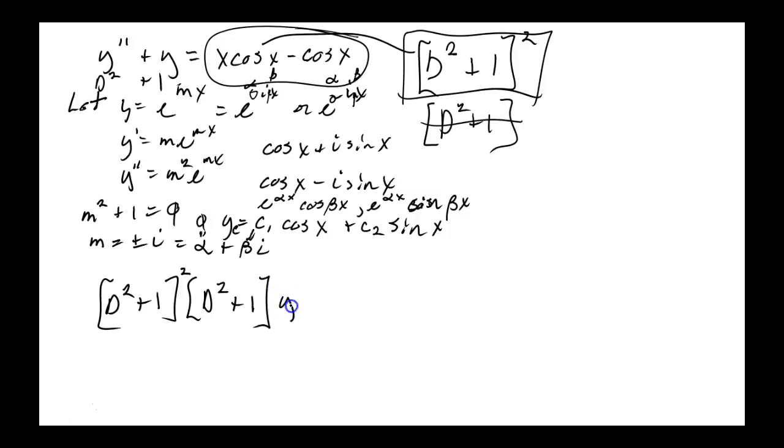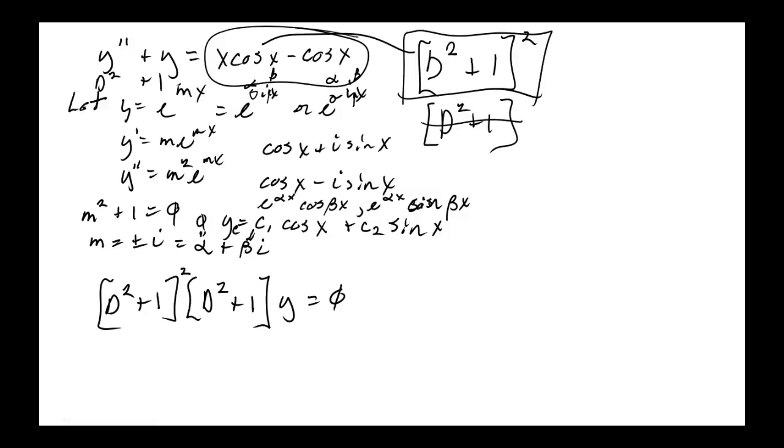And that's all operating on y. They're not multiplied; these are operators on y, and that's now equal to 0. We're wanting to annihilate them, so that's what we want to happen. Well, this gives you (D squared plus 1) cubed y equals 0. My pen is so slow, that's why it's writing over itself.